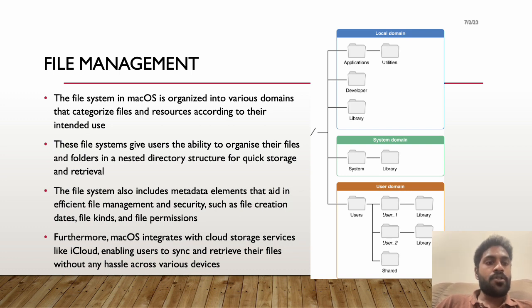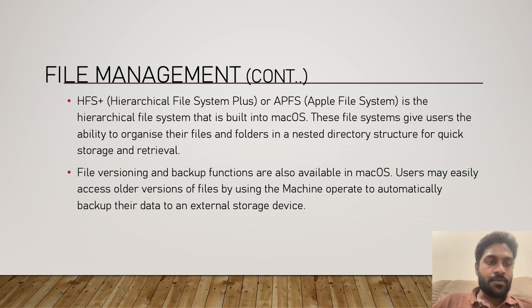The file system in macOS is organized into various domains that categorize files and resources according to their intended use. These file systems give users the ability to organize their files and folders in a nested directory structure for quick storage and retrieval. The file system also includes metadata elements that aid in efficient file management and security, such as file creation dates, file kinds, and file permissions. Furthermore, macOS integrates with cloud storage services like iCloud, enabling users to sync and retrieve their files without any hassle across various systems.